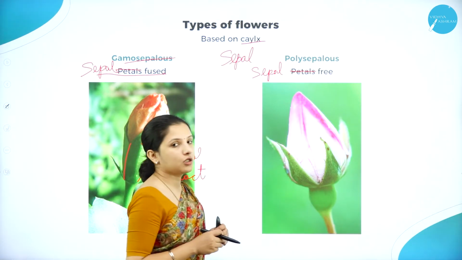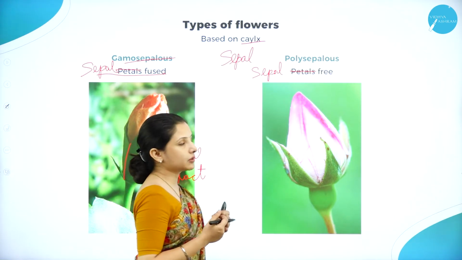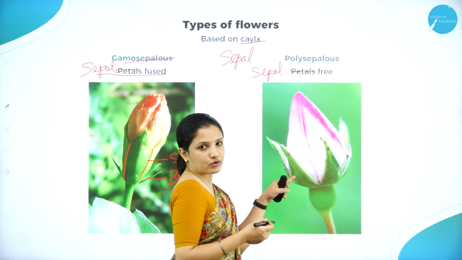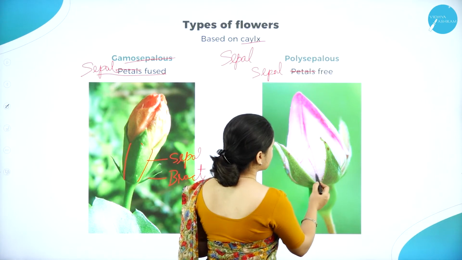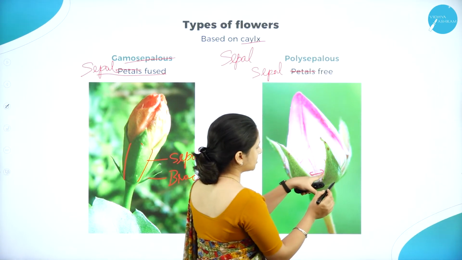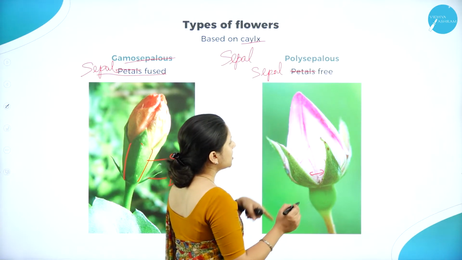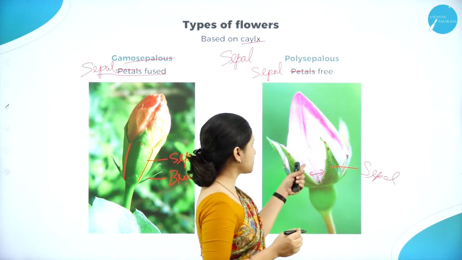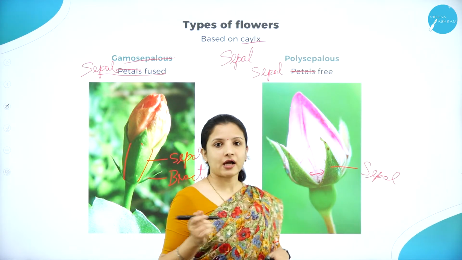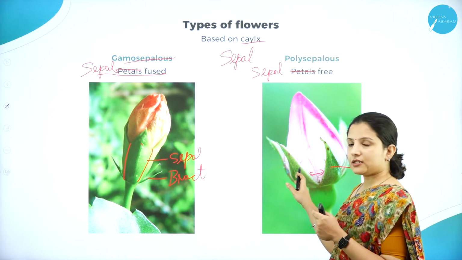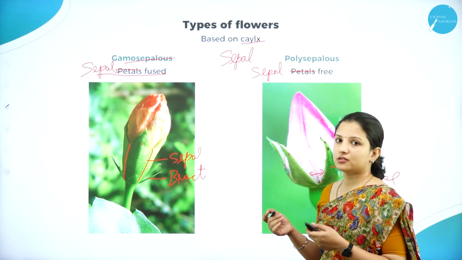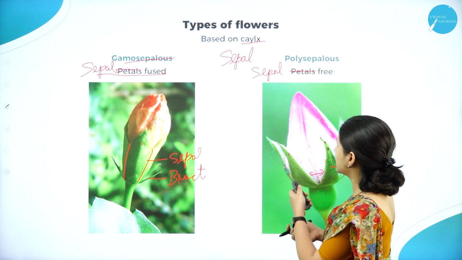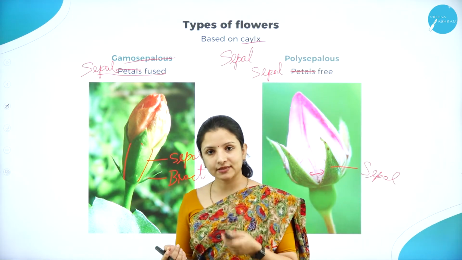And in those flowers in which the sepals are free, it is polysepalous, means they are not fused. They are free, poly. So here I have taken the example of a rose bud. Here you can see easily there is no fusion between the sepals. Both are free at the base. So therefore it is polysepalous. So easily you can distinguish between them taking the example of rose and hibiscus. Rose is polysepalous and hibiscus is gamosepalous. So if the sepal is fused, it will be called a gamosepalous flower, and if the sepal is free, it will be called a polysepalous flower.